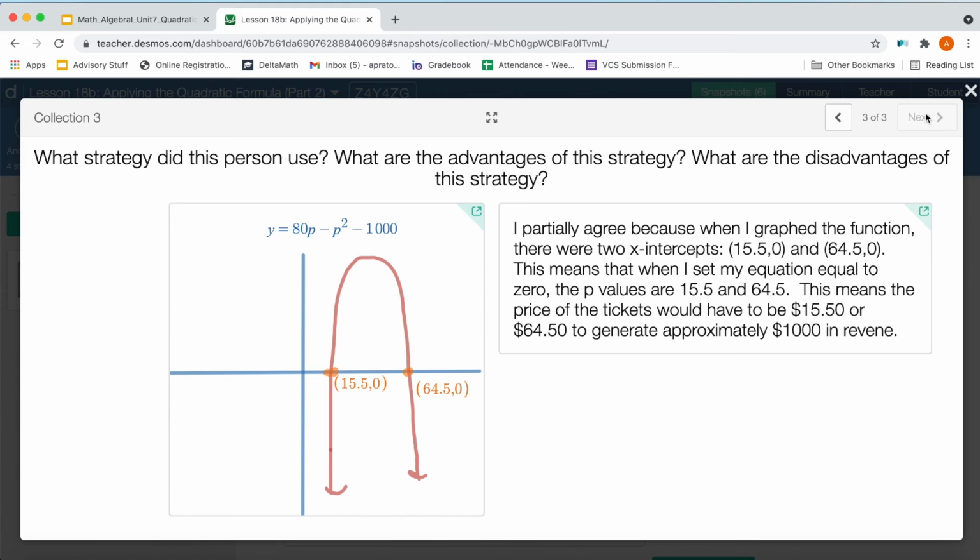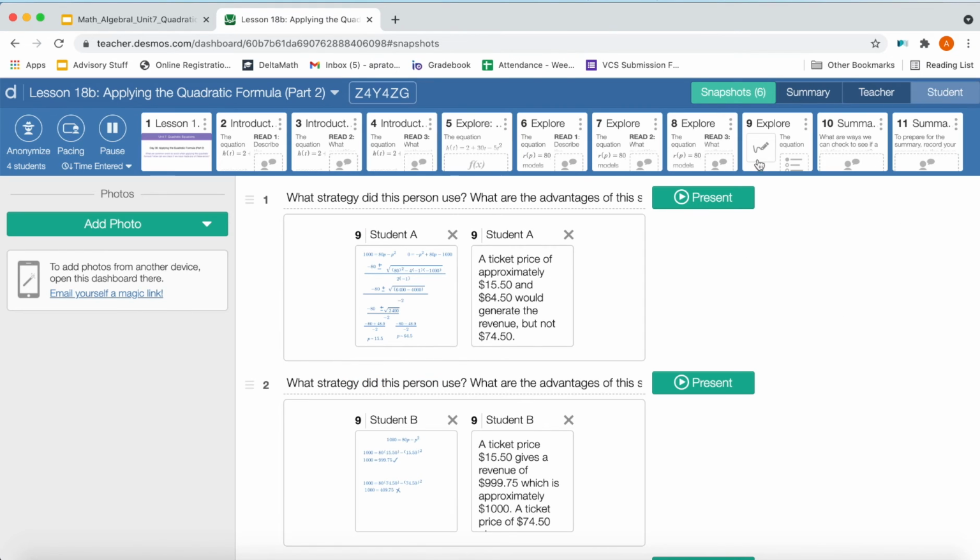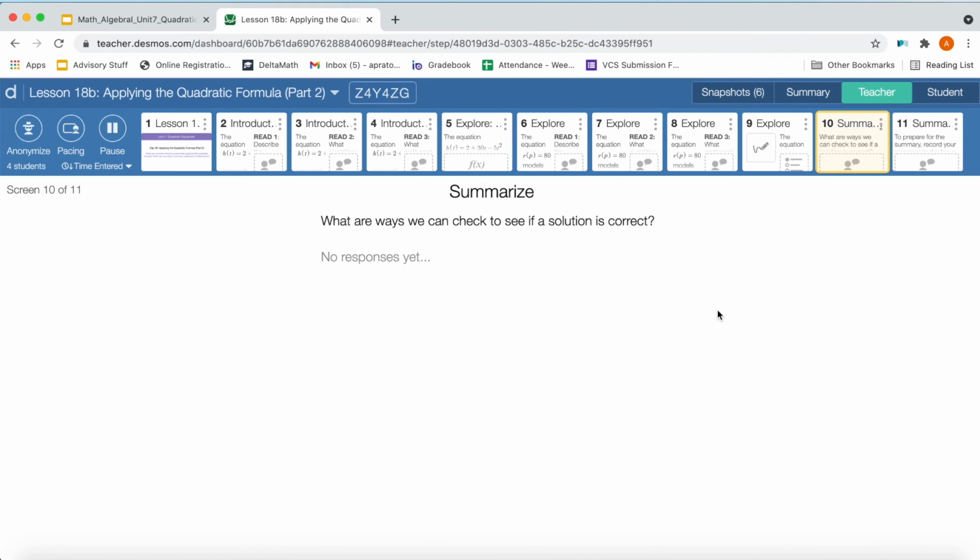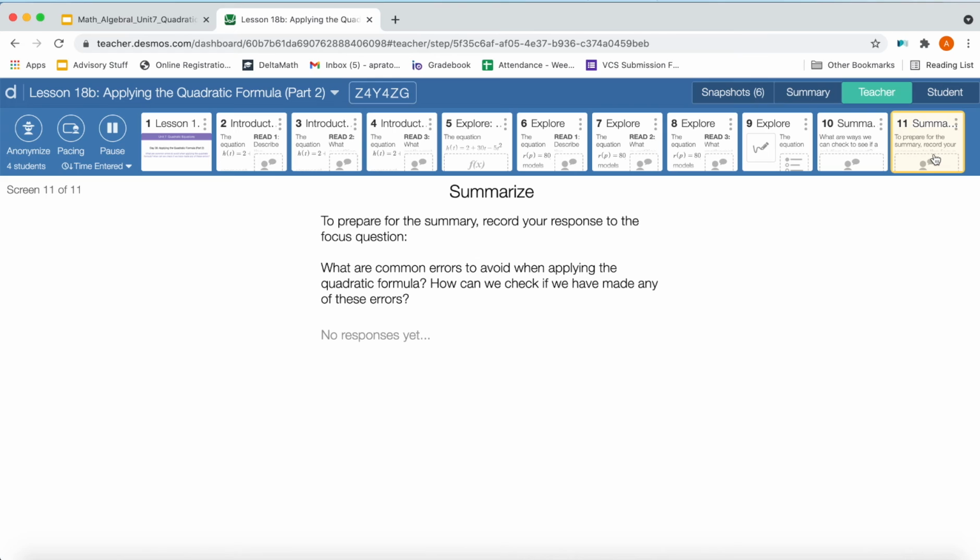And so after completing this and having this summary conversation, we can now come to this slide. What are the ways we can check to see if a solution is correct? And students can answer this based on that conversation, and you just gave them a whole bunch of ways within that space to talk about it. If you wanted to even modify this, you can ask what are the advantages and disadvantages of some of these ways. And then what are the common errors to avoid when applying the quadratic formula? How can we check if we made any of these errors?